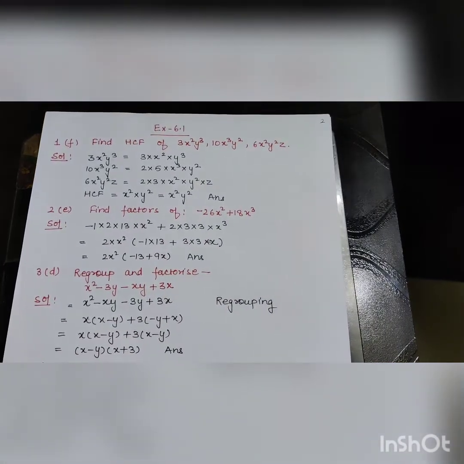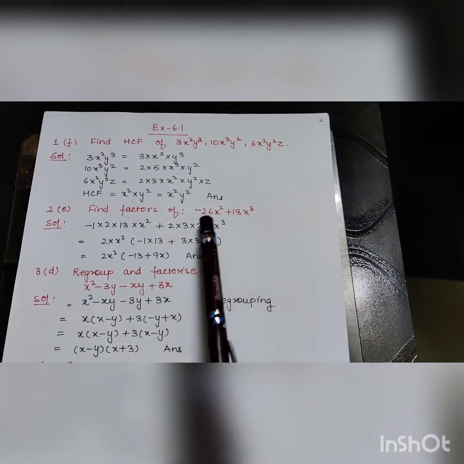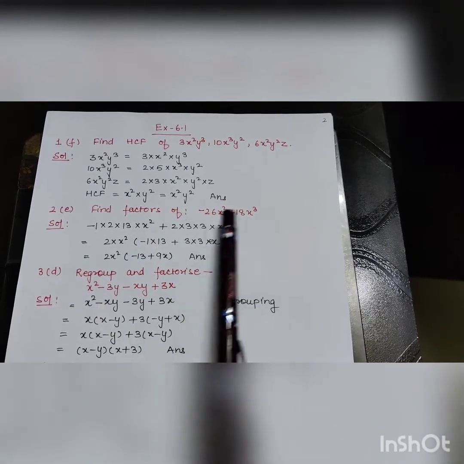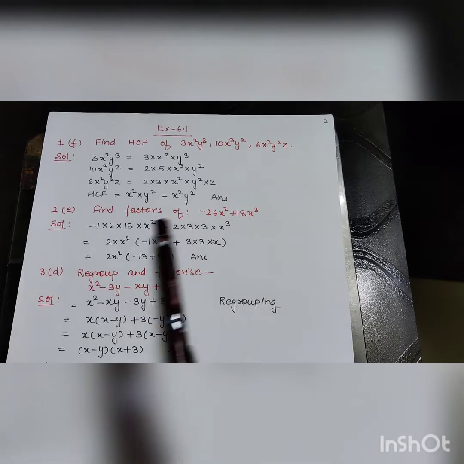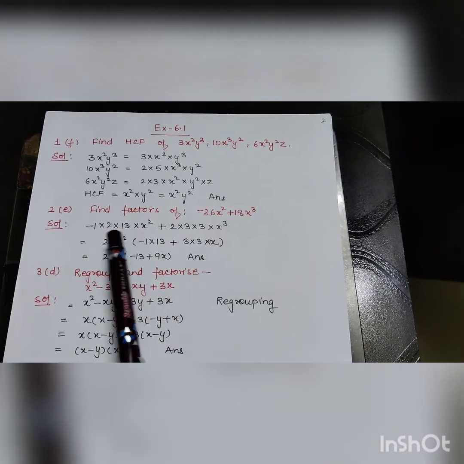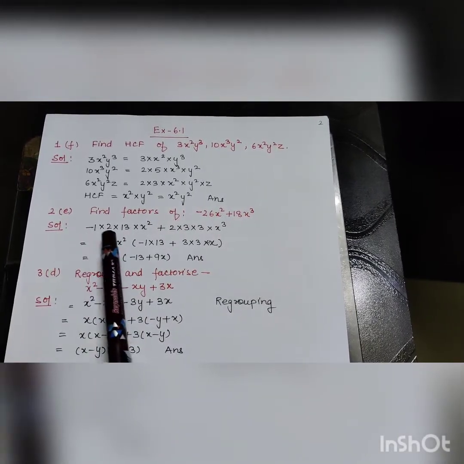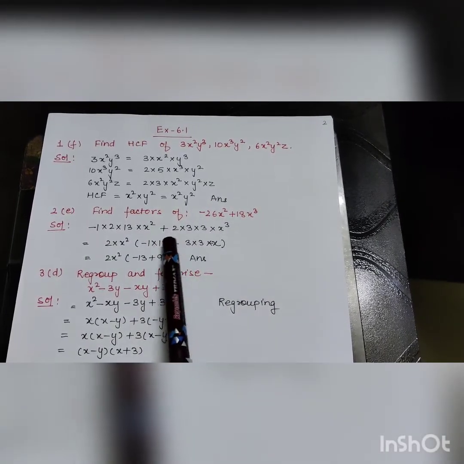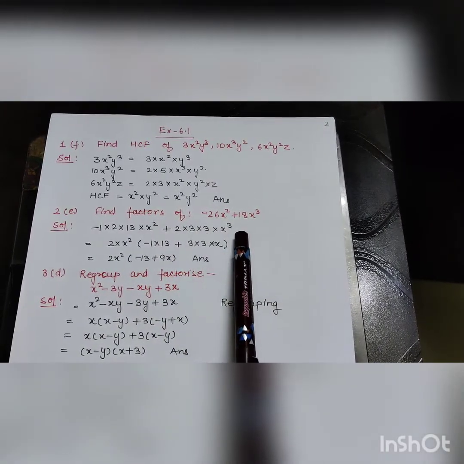Question second, E part. Find factors of minus 26x square plus 18x cube. Firstly we need to factorize both the terms. The factors of minus 26x square are minus 1 into 2 into 13 into x square, and the factors of 18x cube are 2 into 3 into 3 into x cube.